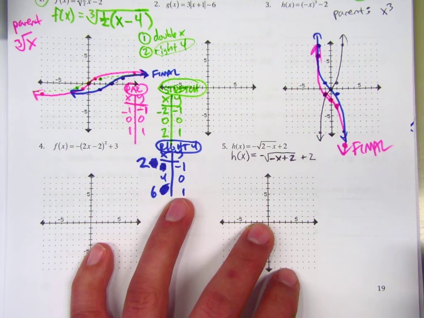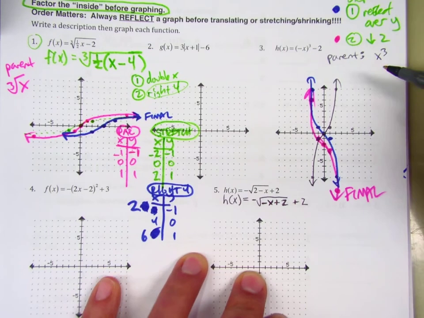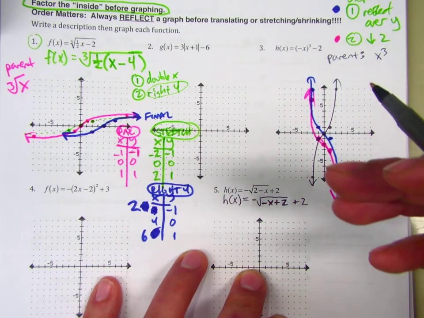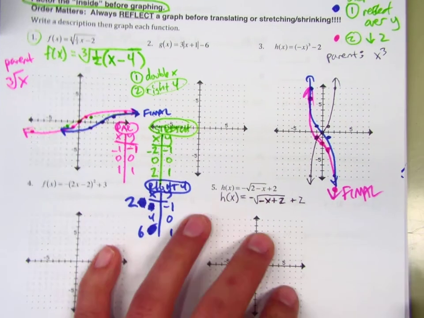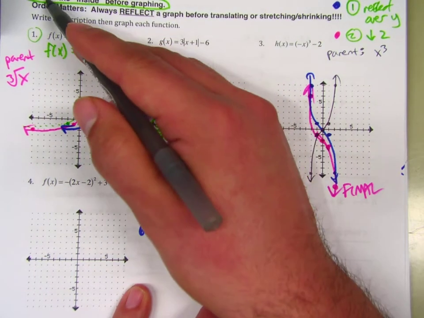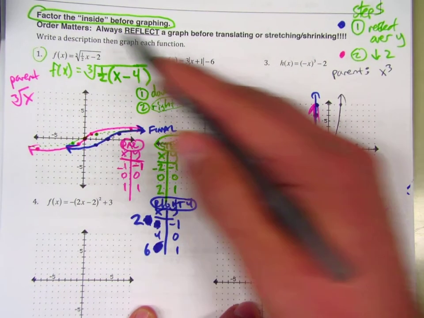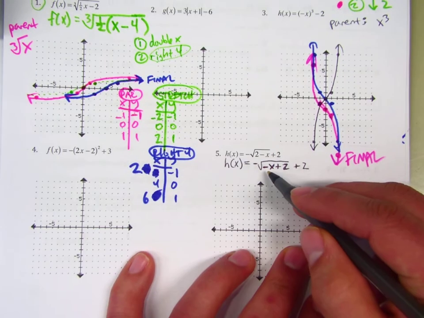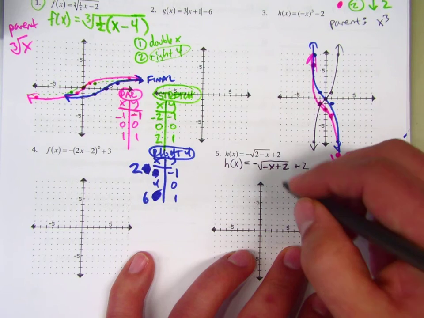Now, before we start figuring out, are there reflections, are there stretches, are there translations, we always want to factor the inside before we graph. So if there's anything in front of this x, we're going to pull it out.